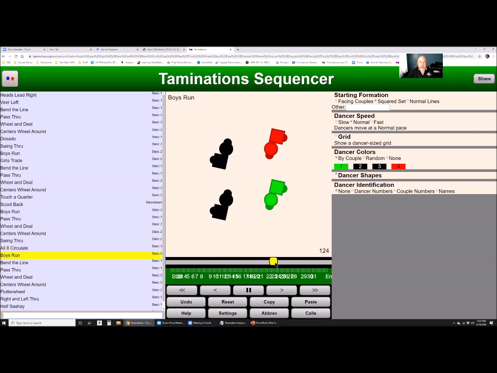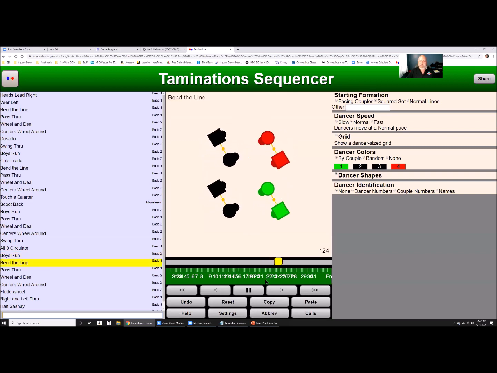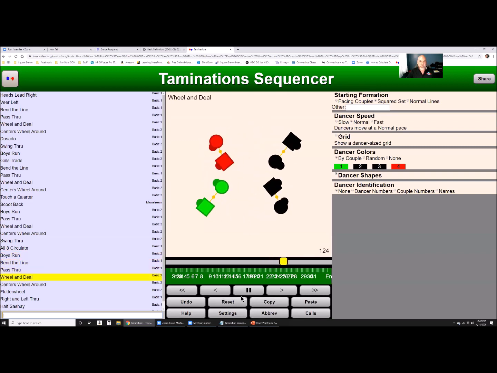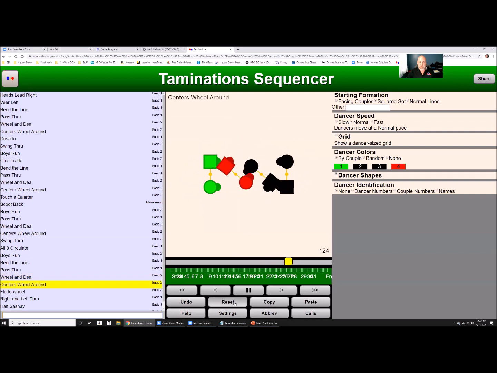Boy run. We're going to bend it here, pass through, wheel and deal. Centers are going to wheel around again. Again, this is the original, the ones that I had at the beginning. It's a little different. We're going to go into just a get out. It doesn't matter, a flutter wheel with a right and left through and a half sashay.